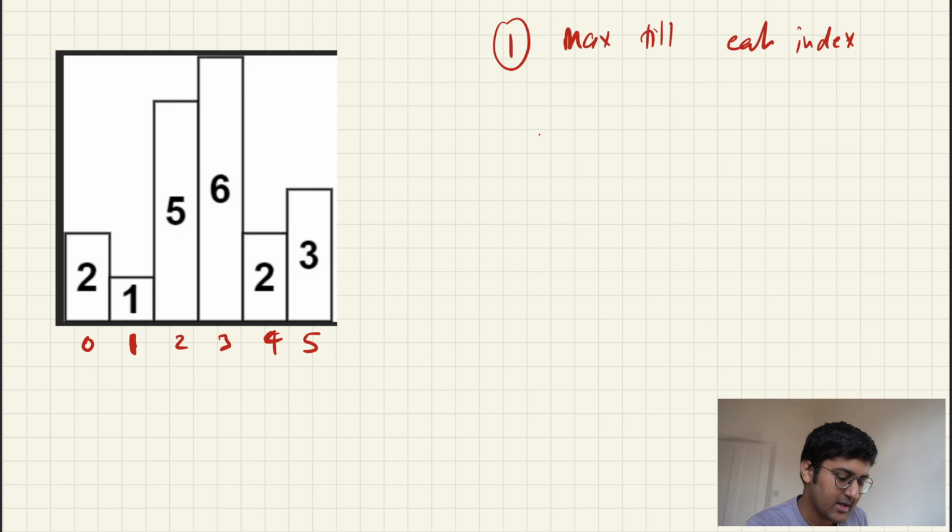So that's very simple. Maximum till each index and then take the maximum of the whole. That is very simple stuff. That is something that is given in the question. Okay, but how are we doing that? That is the challenge. So okay, I got it.